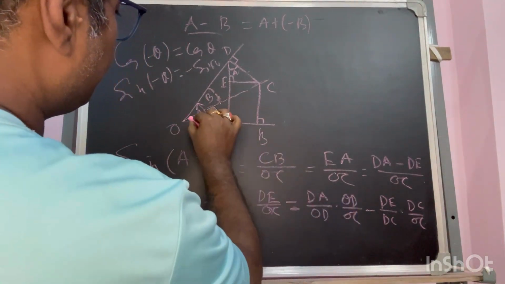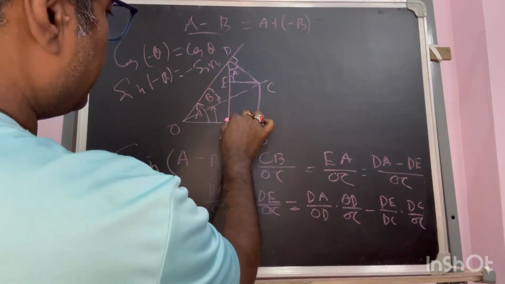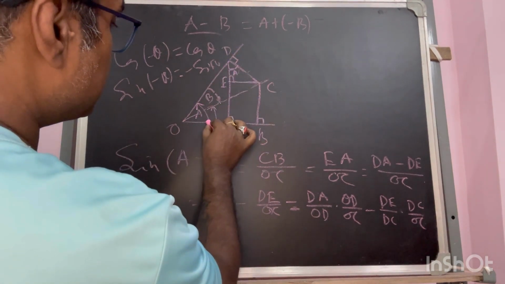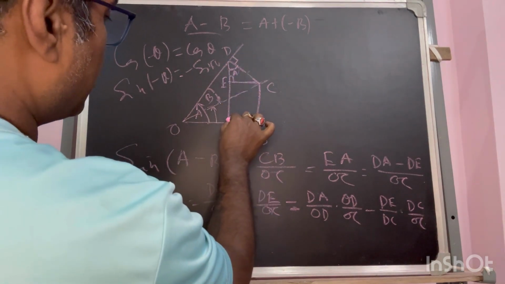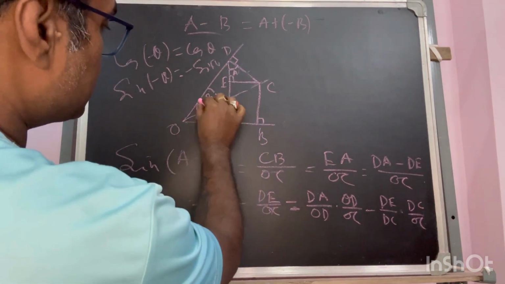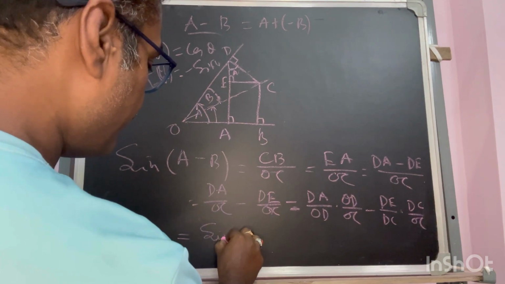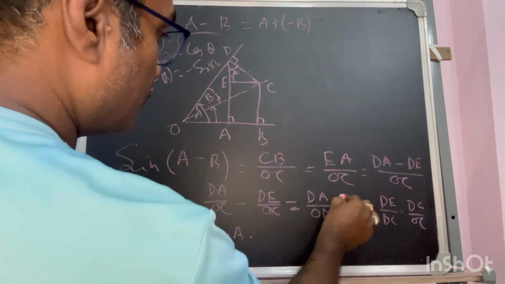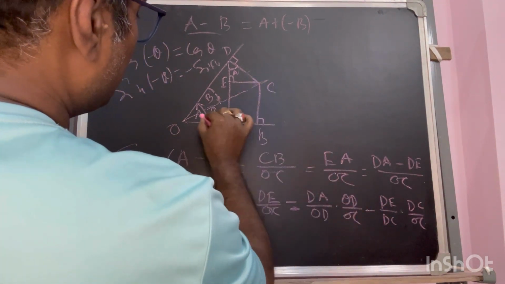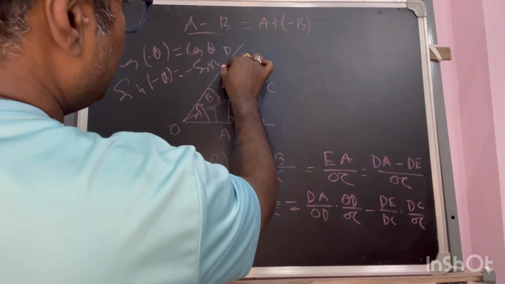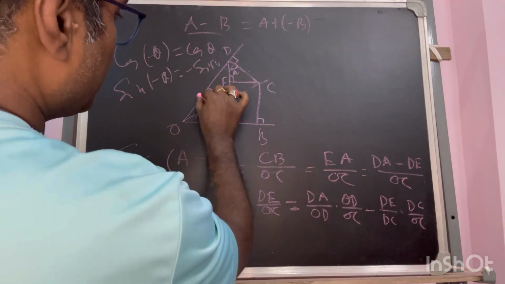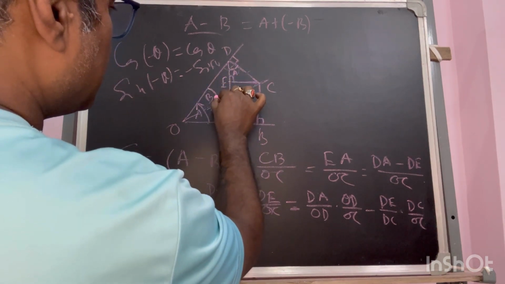DA by OD. So this is the angle A and this is the triangle. So DA is the height, OD is the base, hypotenuse. So this will give sine of A into OD by OC, OD by OC. For this triangle, this is 90. So this is your angle B.